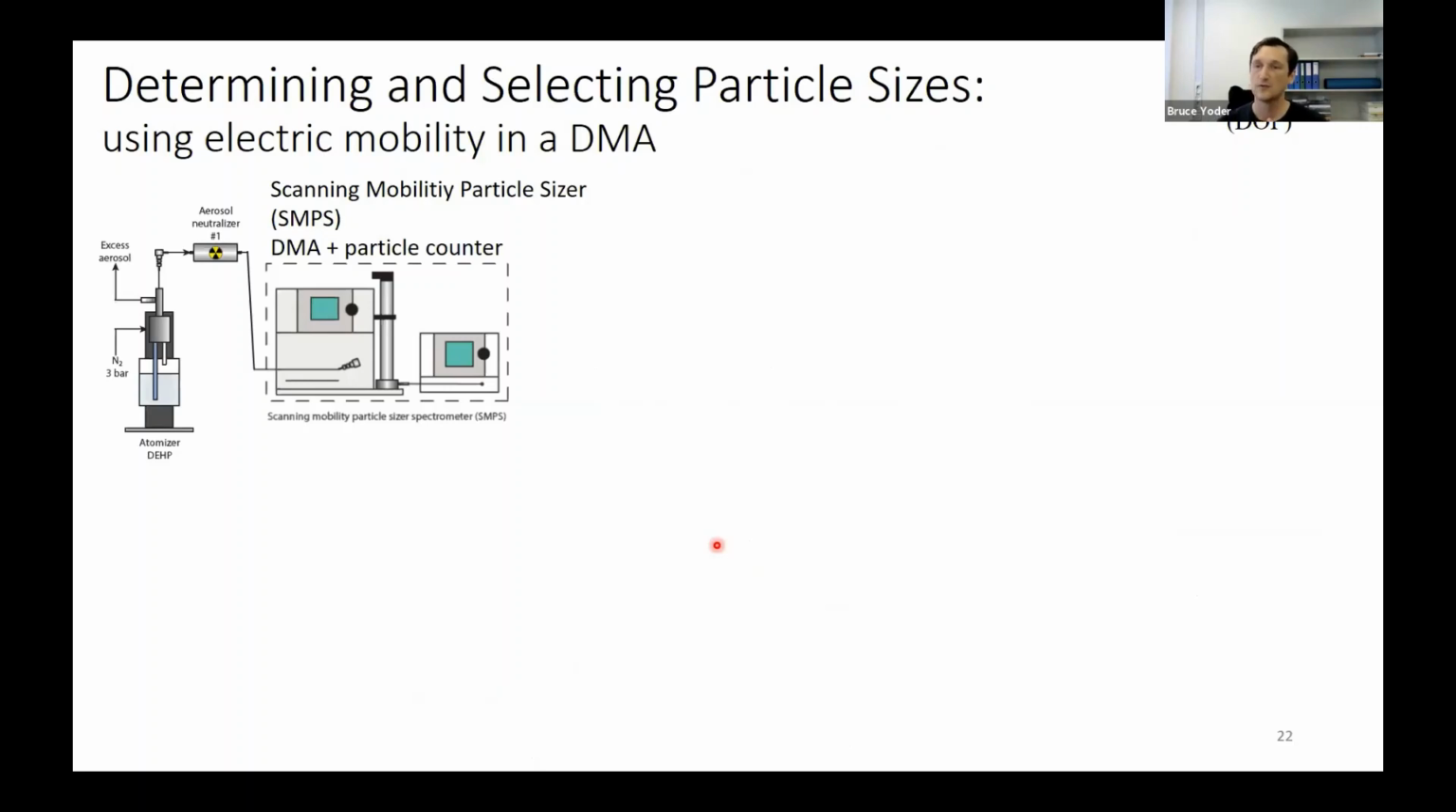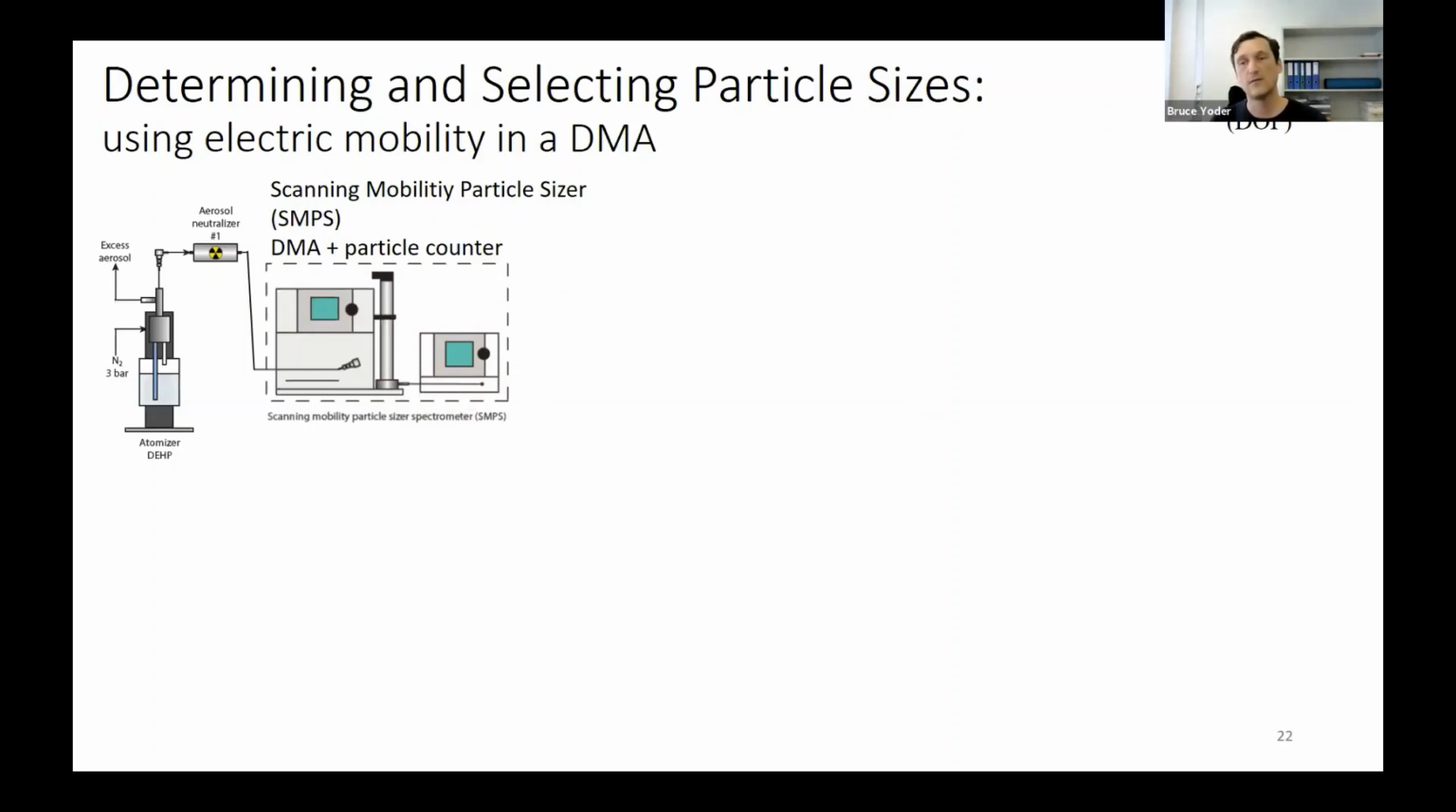The size distribution of an aerosol can be measured using a so-called scanning mobility particle sizer here, which is a DMA, as we just saw, and a particle counter, which is a separate device that, for us, we'll just call it a black box. It measures the number of particles. The classifying voltage of the DMA is ramped in a stepwise manner while the transmitted particle concentrations are monitored continuously using a condensation particle counter here.